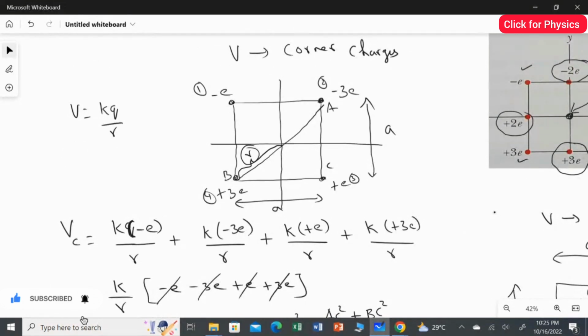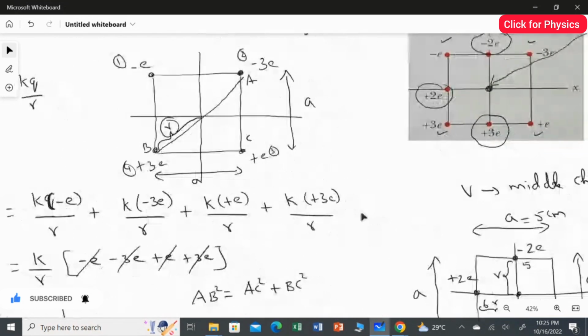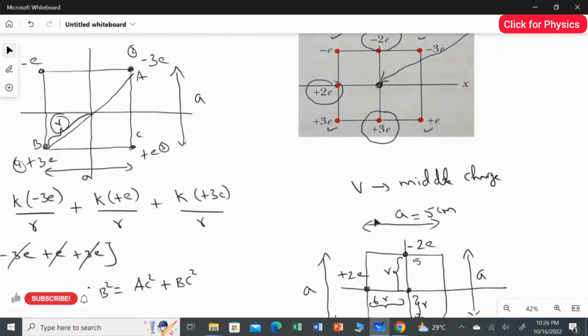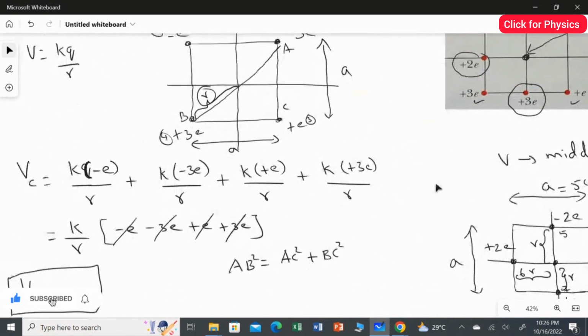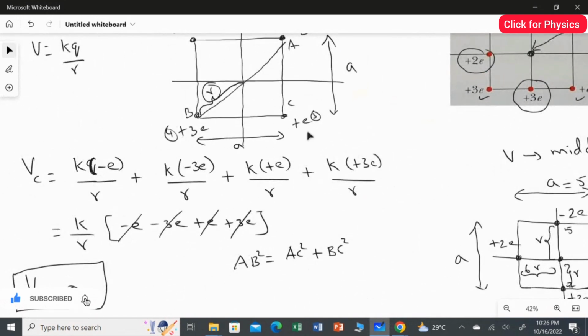Once you find the diagonal and divide by 2, you will get the value of R for the corner charge. But for the middle charge, the R value is very easy, which is nothing but half of the value of A. But here it is different. So if you got any value for the corner charge, then you have to go for this method. What is the method? Just consider half of the square, that means the right angle triangle, because in the square you have two right angle triangles. So I'll take one triangle ABC, then I have to apply the Pythagoras theorem.